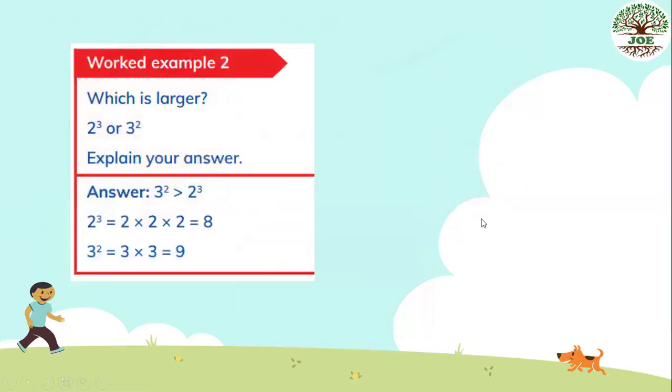Worked example 2. Which is larger, 2 cubed or 3 squared? Explain your answer. So 2 cubed, we have to multiply 2 three times. 2 times 2 times 2, so we got 8. And 3 squared is multiply 3 two times. 3 times 3 is 9. So 9 is larger than 8. So 3 squared is larger than 2 cubed.